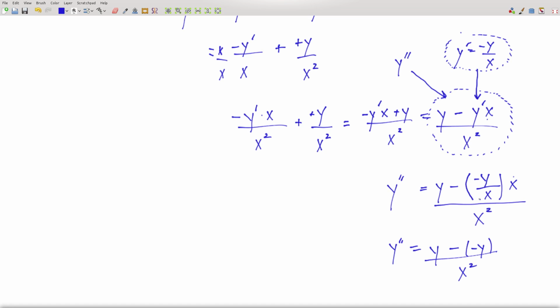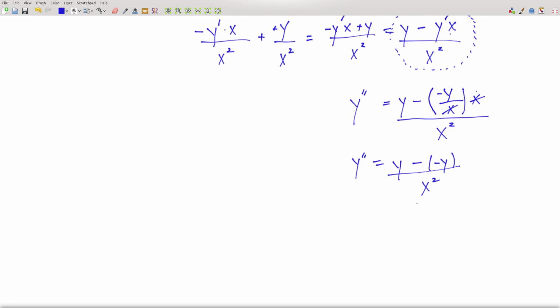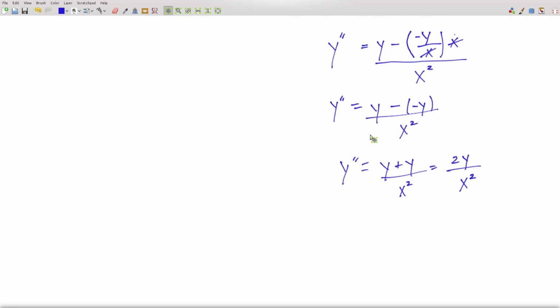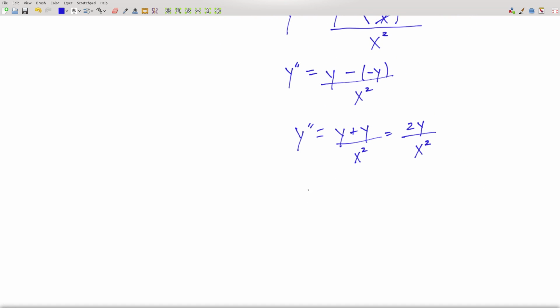The reason for that is because this x and that x canceled out. And now we're subtracting a negative, so this is really like adding, so y double prime is y plus y over x squared, which becomes 2y over x squared. Alright, I think that's probably the nicest form of the second derivative we can hope for. So we'll write down our final answer here. We have y double prime is d squared y over dx squared, which is 2y over x squared.